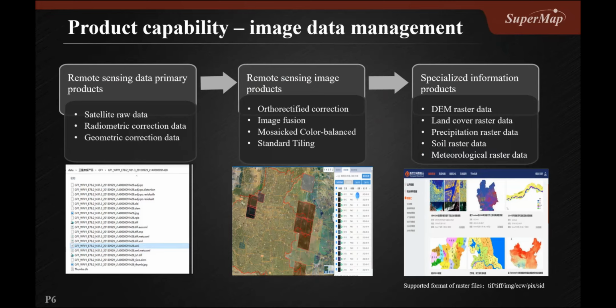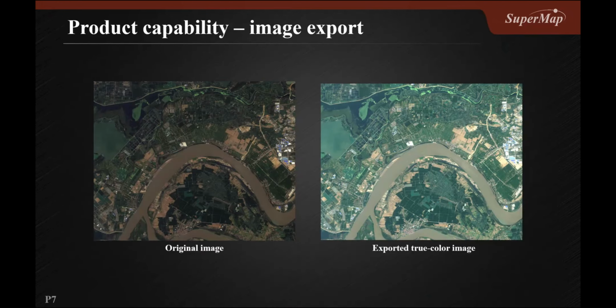When managing image data, the software supports not only primary production but also managing remote sensing products such as authentication and image fusion. Additionally, it allows for the management of thematic products that we have created. For the images that are read and managed, there is also support for image export. For example, with a multispectral image, we can export it as a true color image.